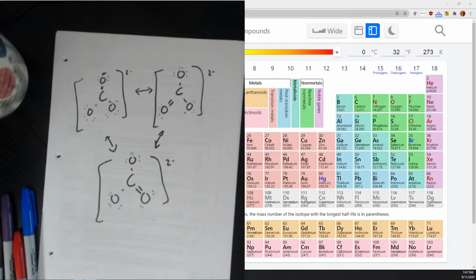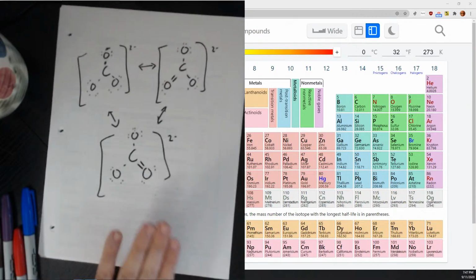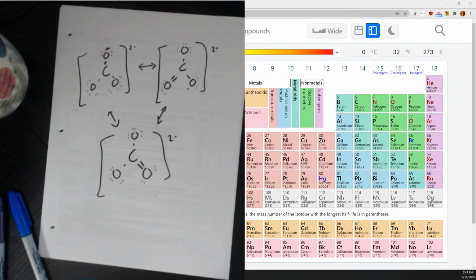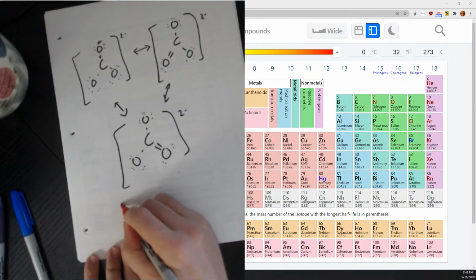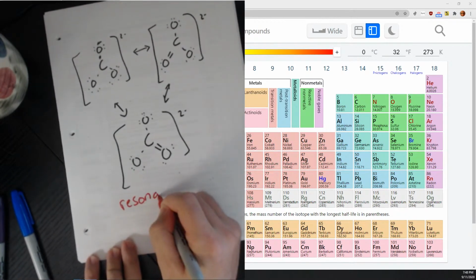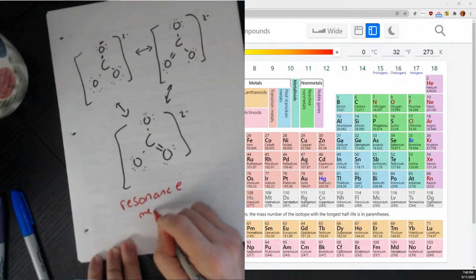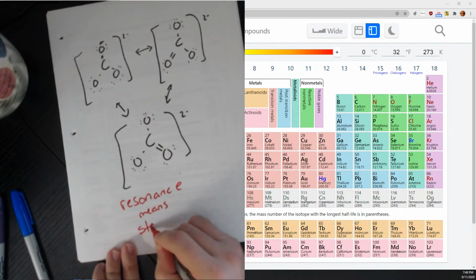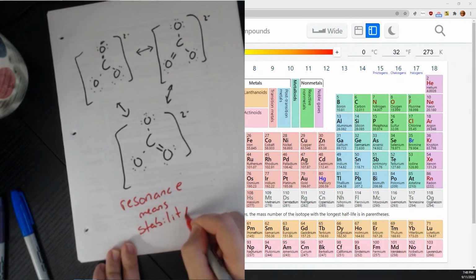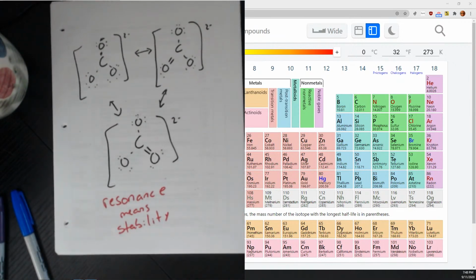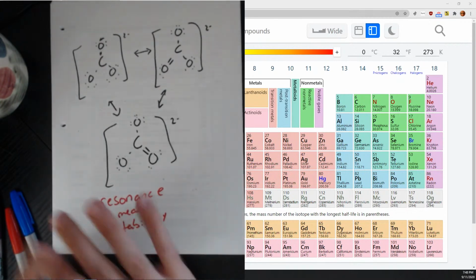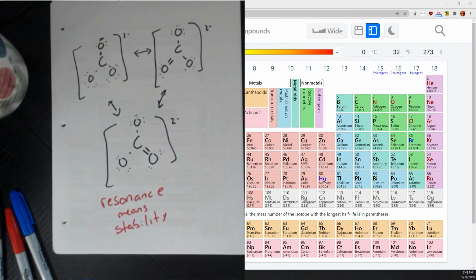Resonance pictures can get quite big. Resonance plays a really, really big role, because resonance means stability. Electrons like being able to exist in multiple locations. Electrons like being able to spread out. It makes them happy, having more room, having a bigger apartment.